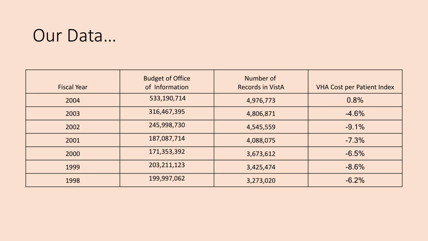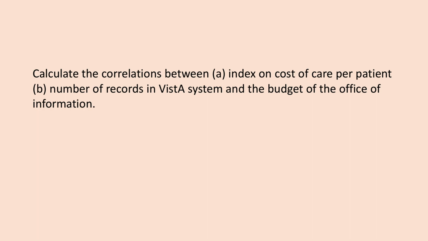On October 16th, 2007, we were provided with the following data by the Department of Veterans Affairs. The data spans inclusively from the years 1998 to 2004. It includes the budget of the Office of Information, the number of records in Vista, and the VHA cost per patient index. We are asked to calculate the correlations between the index on cost of care per patient, the number of records in the Vista system, and the budget of the Office of Information.